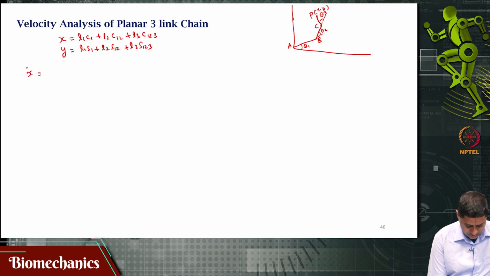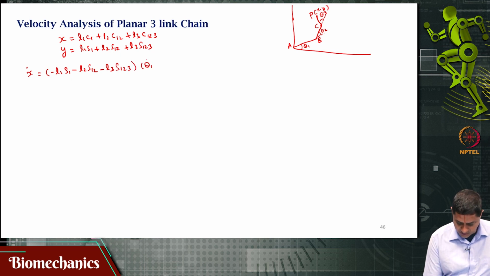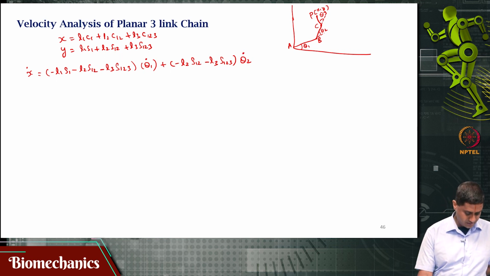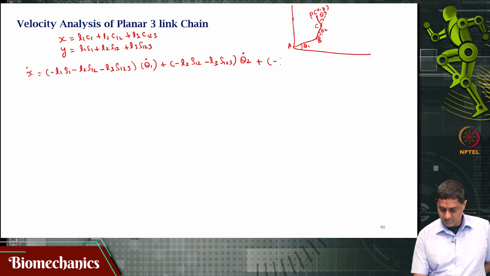X dot is minus L1S1 minus L2S12 minus L3S123 times theta 1 dot, plus minus L2S12 minus L3S123 times theta 2 dot, plus minus L3S123 times theta 3 dot.